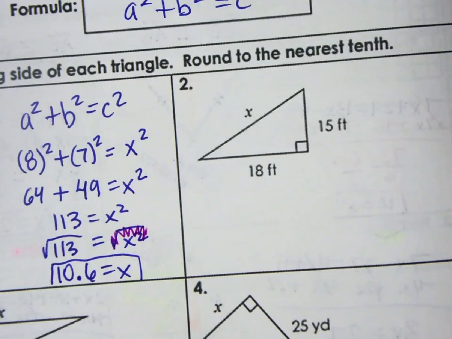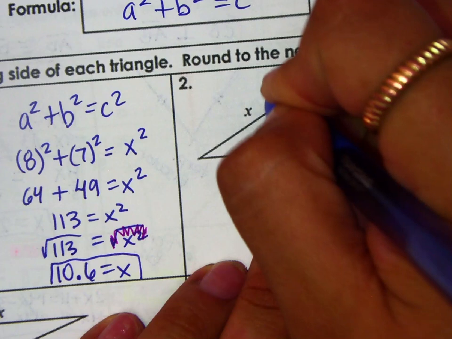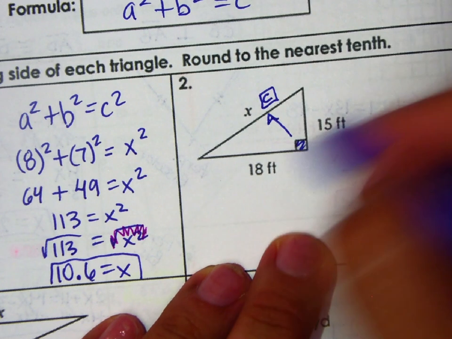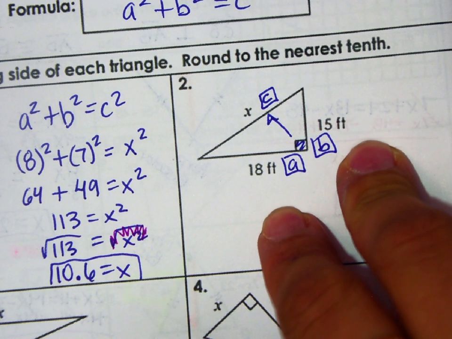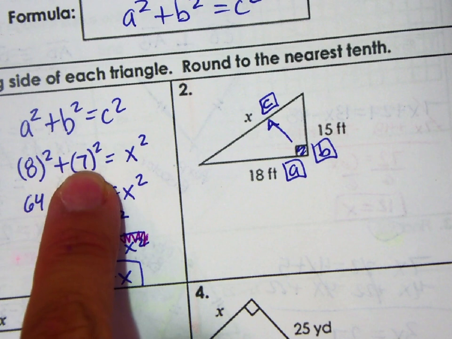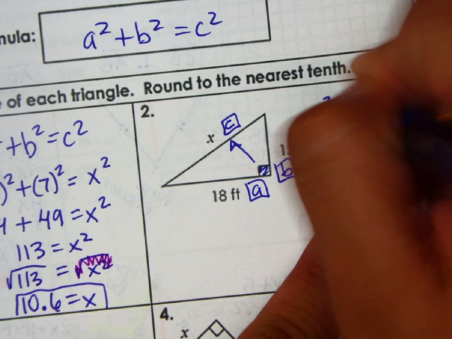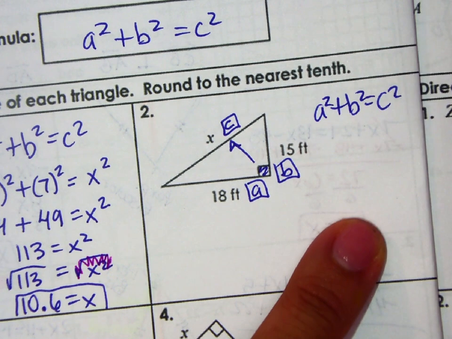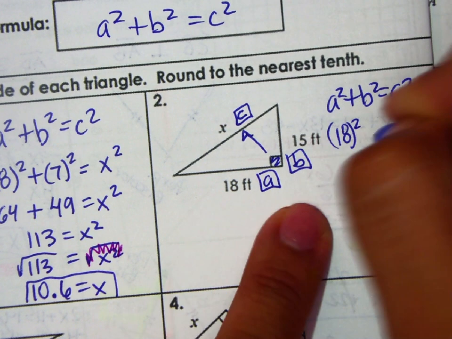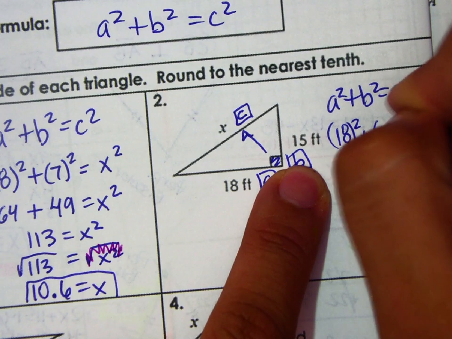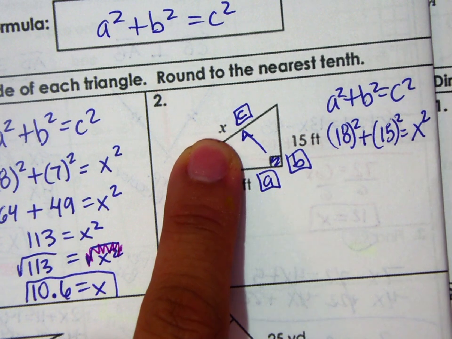Let's try number 2. We have the 90-degree right here. So right across from that is your C value. And therefore your A and B are here. And A and B doesn't matter which one is which because you end up squaring the numbers and adding them regardless. So let's write the formula. A squared plus B squared equals C squared. And then now we're going to do A squared, which is 18 squared, plus b squared, which is 15 squared, and it should equal this side length squared.